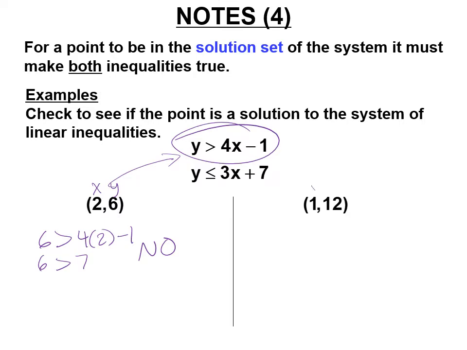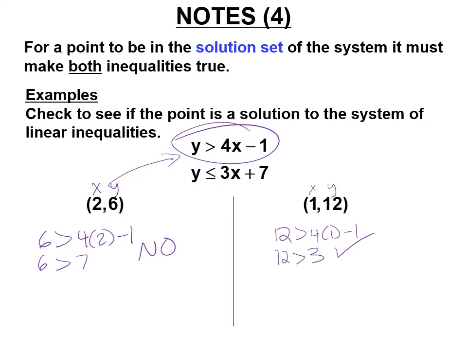All right, so here x is 1 and y is 12. So we're putting it in the top one again. 12 is greater than 4 times 1 minus 1. 4 times 1 is 4, minus 1 is 3. Well, 12 is greater than 3, so it's in the shaded area of the top one.